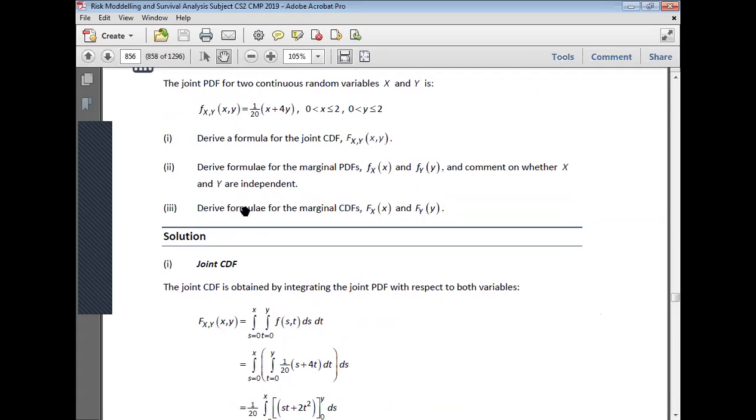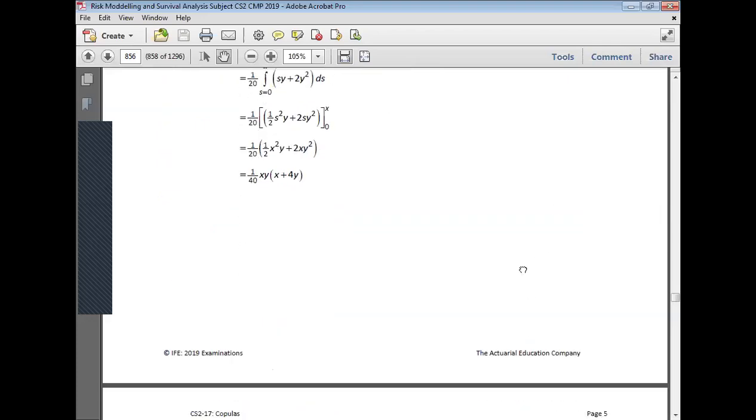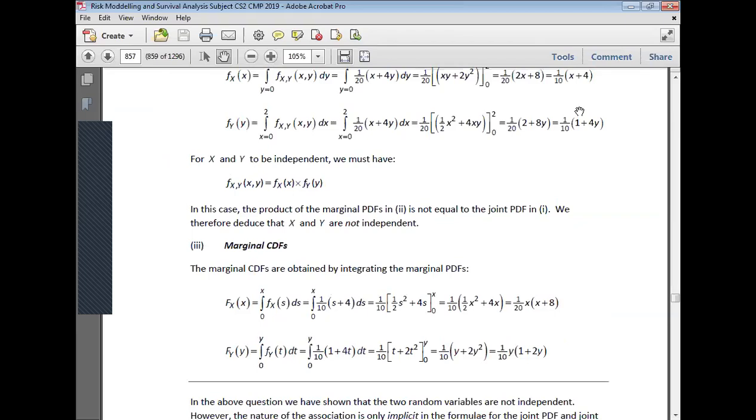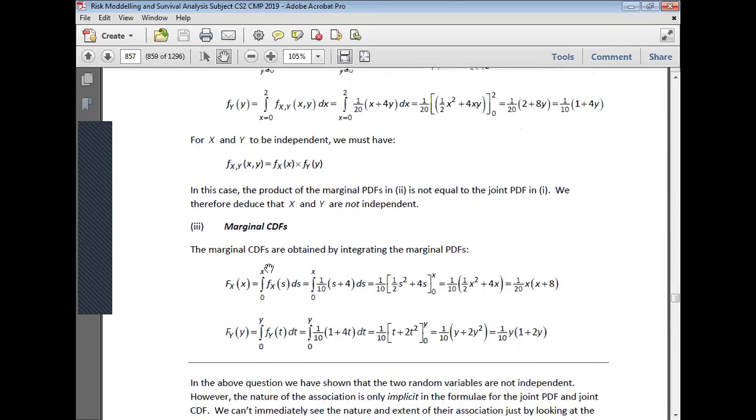Now they're asking us to derive the formula for the marginal CDFs, f of x and f of y. This is fairly simple because you only have one random variable, and you just integrate over 0 to x, s ds, and here 0 to y, t dt. If you do the integration, you will get something like this and something like this. This is the CDF of x and this is the CDF of y, so f of x and f of y here. Is this clear to everyone? I guess this was just a recap.